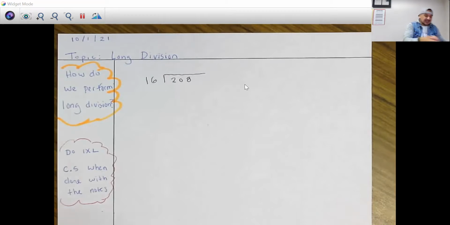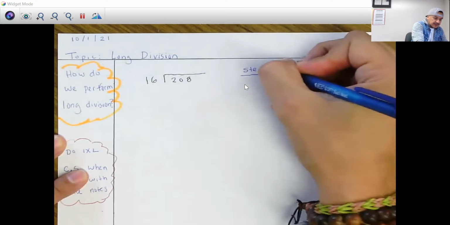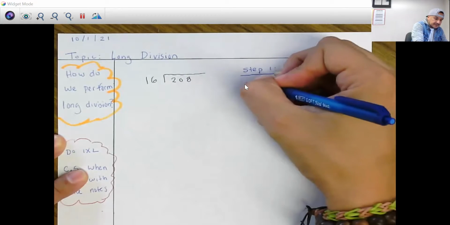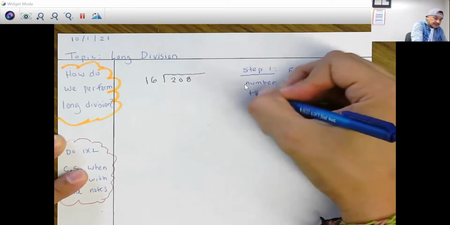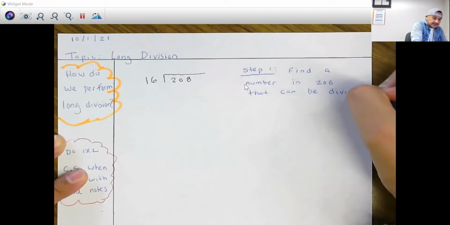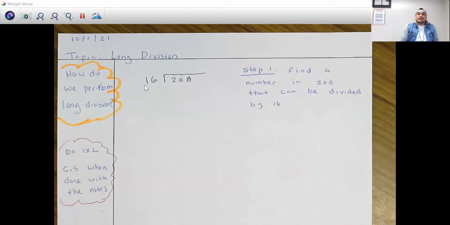So let's write that down as a step, something that we can go back and refer to. All right, so step 1 is find a number in 208 that can be divided by 16, or our divisor. Yes, this is our divisor, this is our dividend, I believe. I always get those mixed up. All right, so this is our divisor, the number we're dividing by, and the dividend is the number we're dividing up, okay?